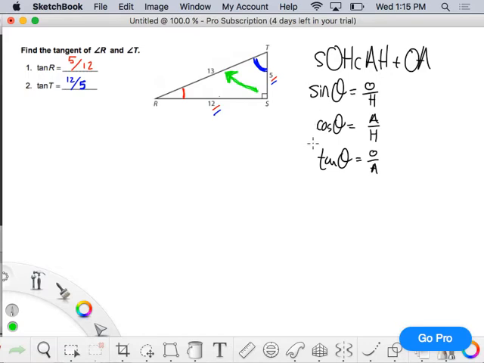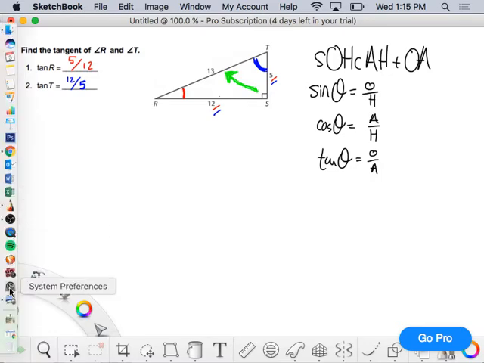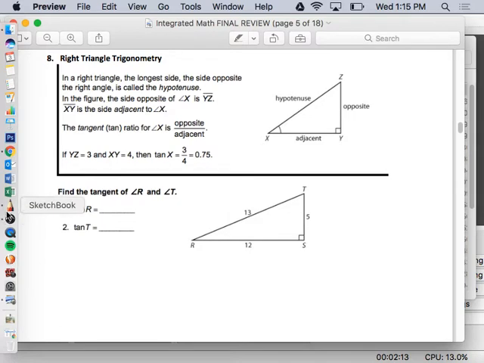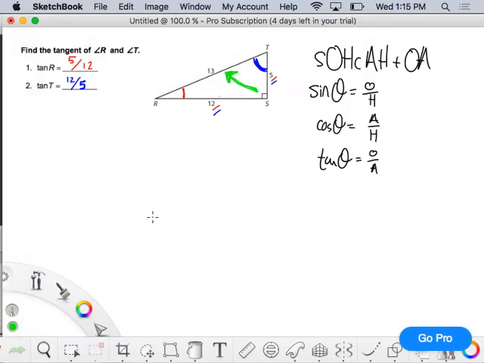Yeah, I'm sorry. I will slow it down. What was that? Yeah, that's number 8. Number 8? I think it's number 8. Yeah, it's number 8. So it's right triangle trigonometry.